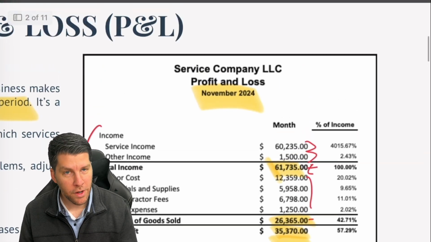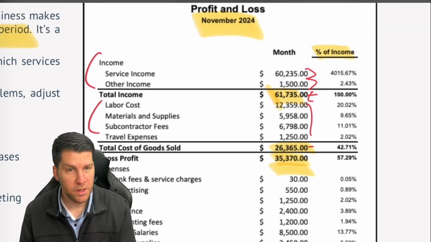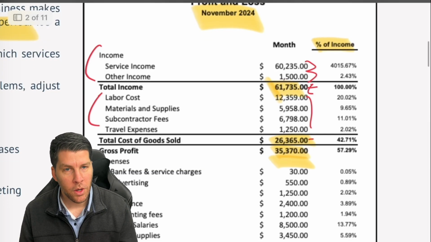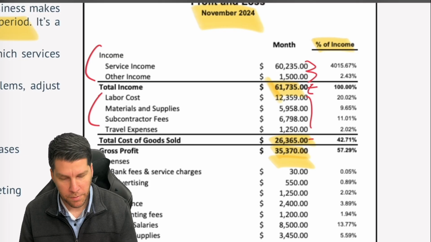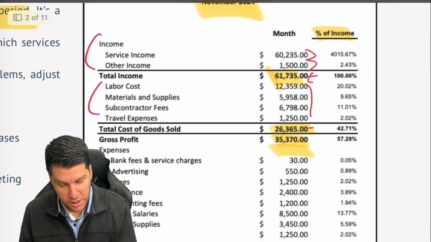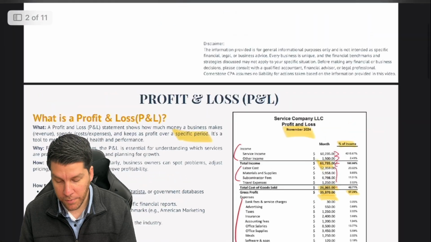I have something turned on here that I like, which is called percent of income inside of QuickBooks for the reports, so that we can see what percentage of the income comes from each individual section here. So, for example, this 57% is the gross profit margin of this particular profit and loss right here.